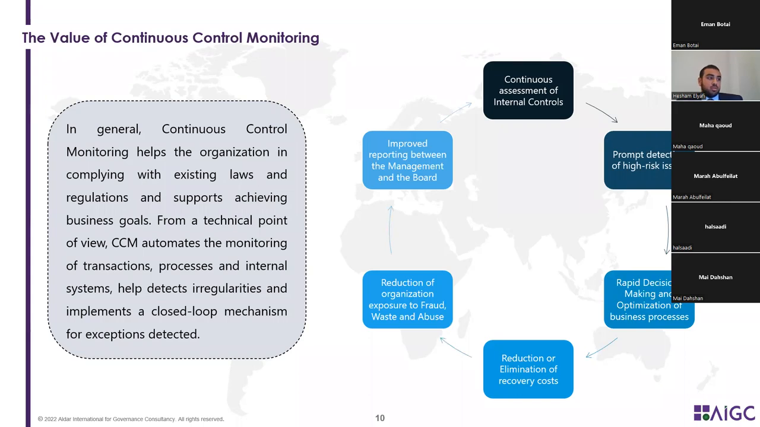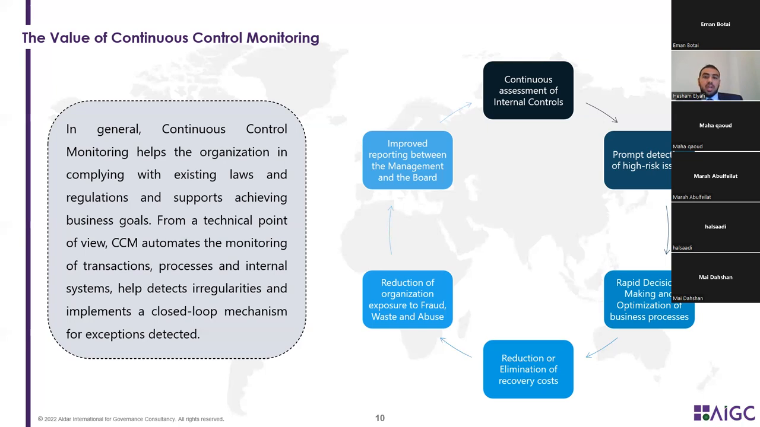From a technical point of view, CCM, or continuous control monitoring, automates the process of monitoring transactions, processes, or internal systems. So whenever an irregularity happens, it directly has a closed loop mechanism to identify it and act upon it. The value of continuous auditing or continuous control monitoring lies in the fact that we will have continuous assessment of the internal controls that we put in place to overcome these challenges. Whenever there is a high risk issue, it will be detected promptly.